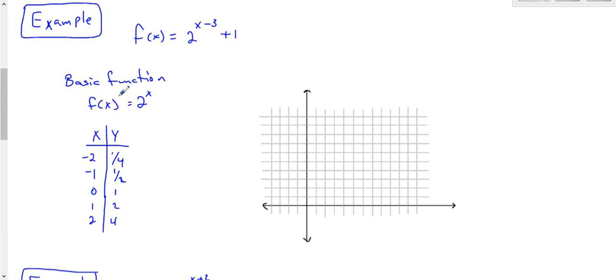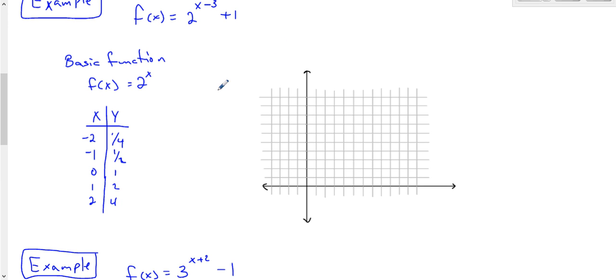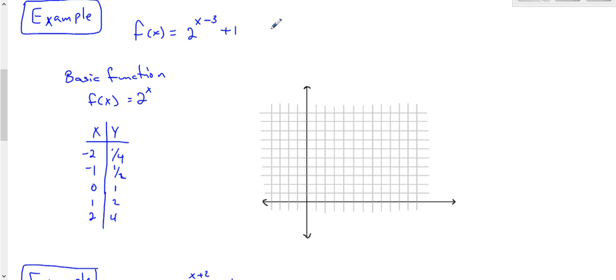So let's look at graphing this example: f of x equals 2 to the x minus 3, plus 1. So the basic function is going to be 2 to the x, and we're going to start with that. And we're going to transform the basic function using our understanding of transformations. From this equation, we know that this is going to be moving to the right by 3 units and up by 1.